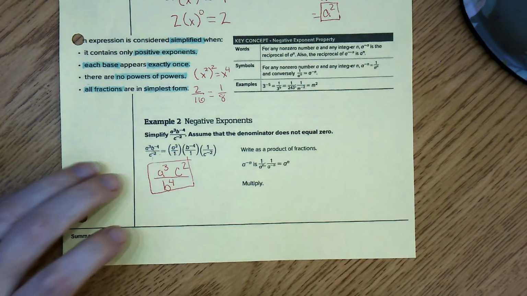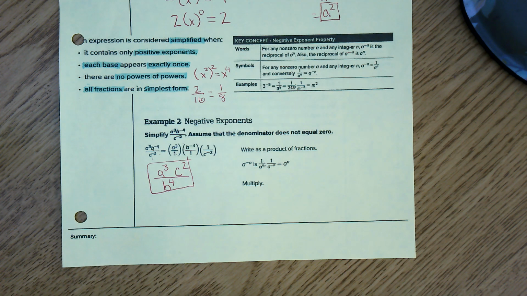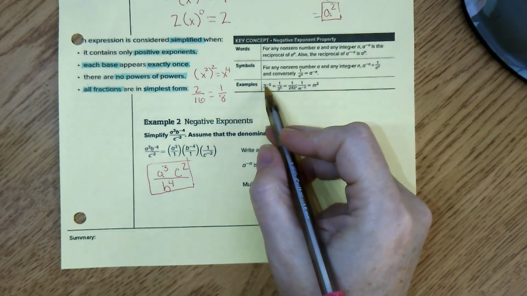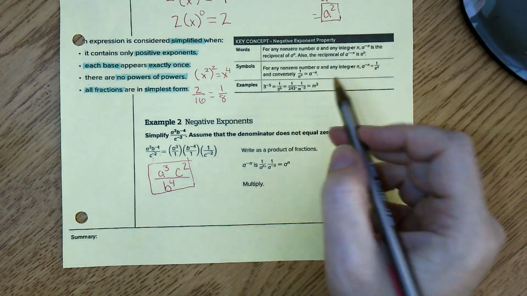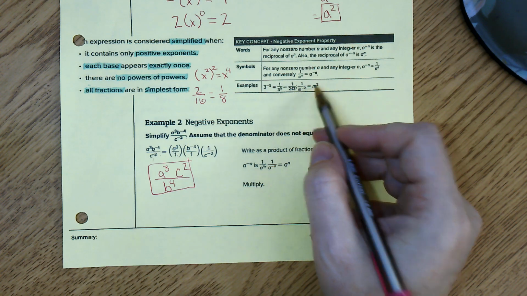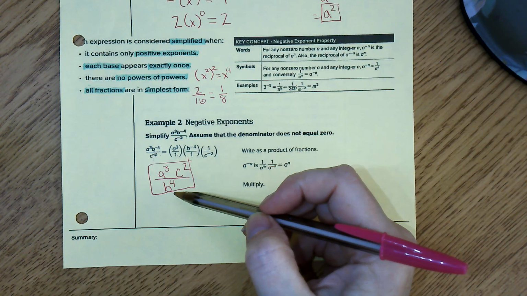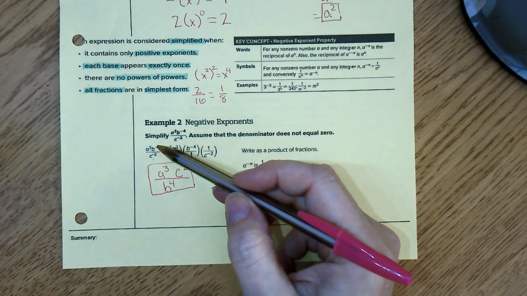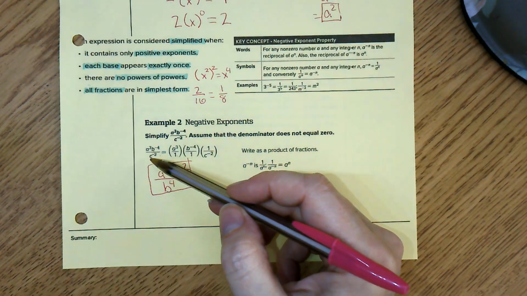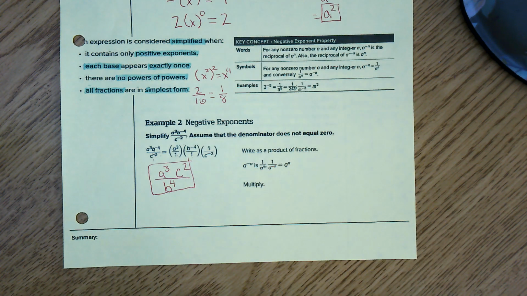So, again, negativity is just telling you that your base doesn't want to be where it's currently located. If it's a whole number and it's a negative, it wants to be at the bottom of a fraction, and if it's currently at the bottom of a fraction, it wants to be a whole number. Or if you have a fraction and you have a negative on top, put that on the bottom. If you have a negative on the bottom, put it on top. Flip it.